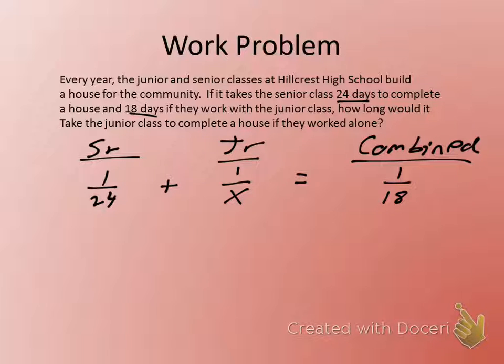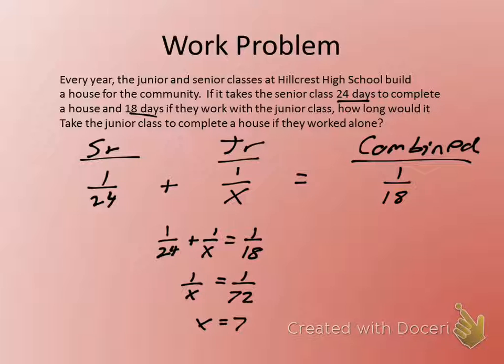Added together equals. So you have 1/24 plus 1 over x equals 1 over 18. Since you have a variable happening in one spot, you can subtract the 1/24 over, which gives you 1 over x equals 1 over 72. Then you cross multiply, so x equals 72. So it would take the junior class 72 days to complete the house all alone.